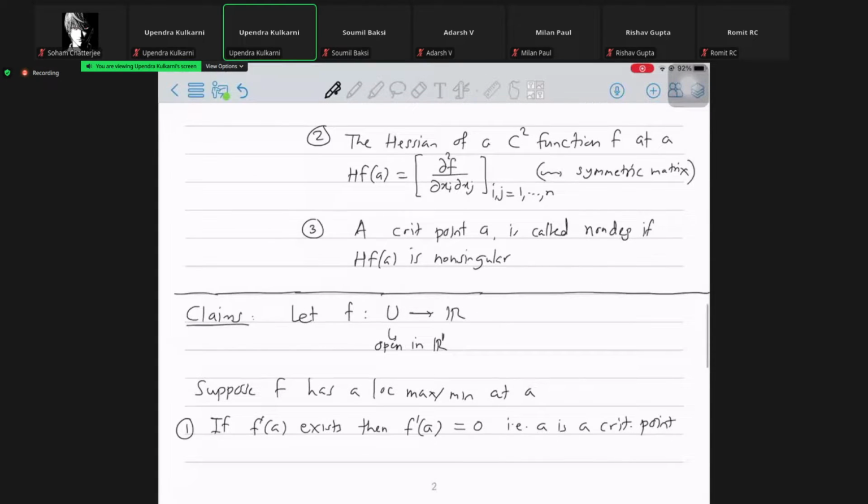So this should be familiar from the first semester. How does the proof go? Just so we know it. Does the function need to have a derivative in a neighborhood of a for this to work?